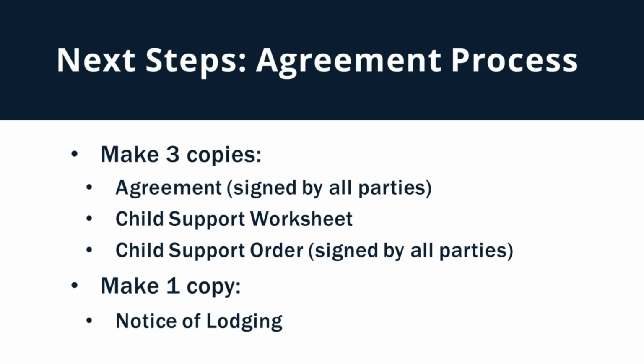Next, you'll need to make copies. You'll need the original and 3 copies of the agreement signed by all parties, the child support worksheet, and the child support order also signed by all parties. You'll also need the original and at least 1 copy of the notice of lodging, and you can make more copies if you or the other party wants them.